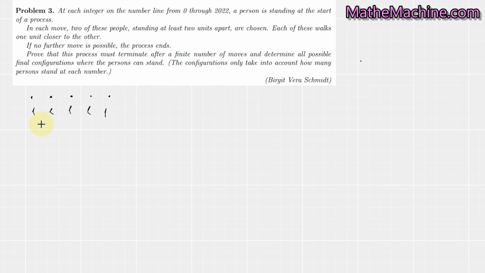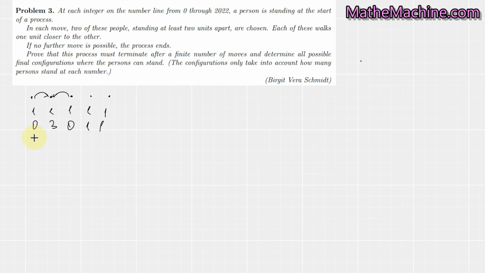For example, these ones. I don't really get what is at least 2 units apart. What is a unit really? Is it a dot or is it an interval? But let us consider that 2 units means 2 intervals. So this one moves. If we move the first to the second and the third to the second, it becomes 0, 3, 0, 1, 1.